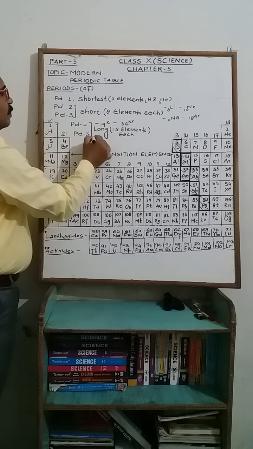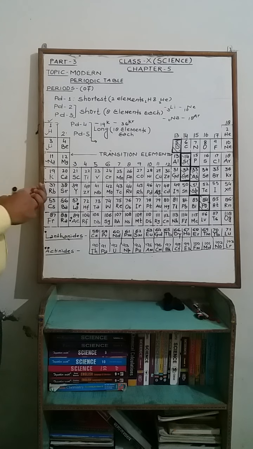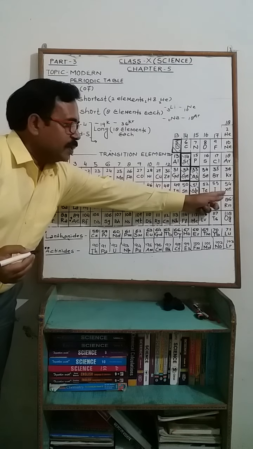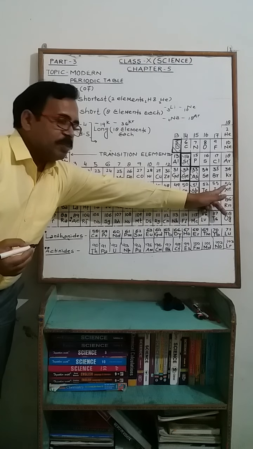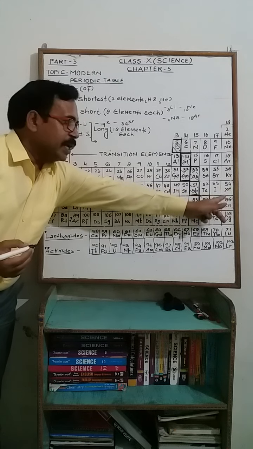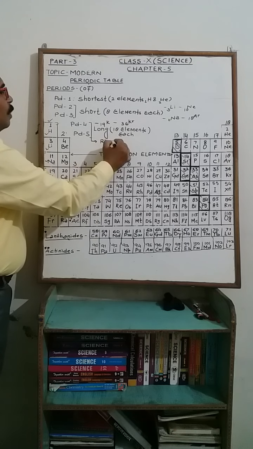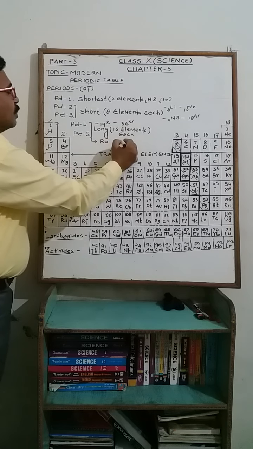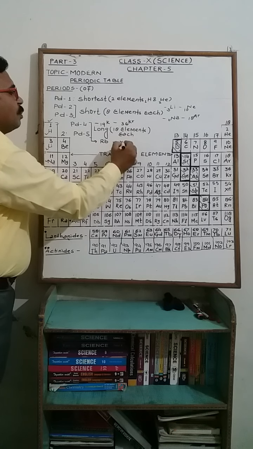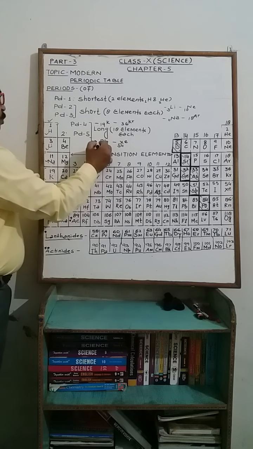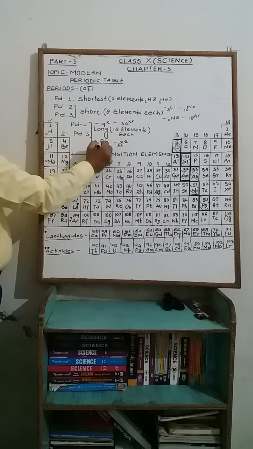And period 5 starts from the alkali metal rubidium with atomic number 37 up to the group 18 element xenon with atomic number 54, an inert gas. That is, period 5 starts from rubidium and goes up to xenon with atomic number 54, and the atomic number of rubidium is 37.